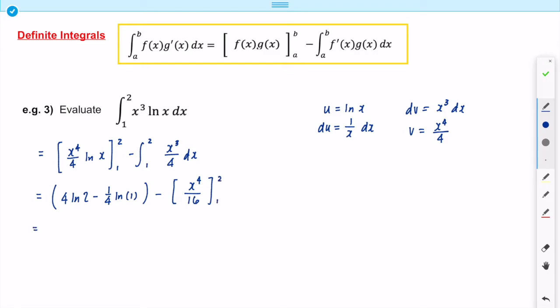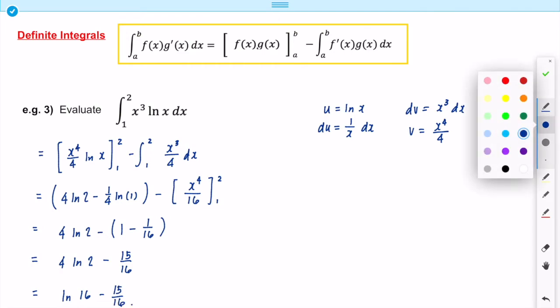So here I have 4 ln 2 minus 16 over 16 is 1 minus 1 over 16, which gives me 4 ln 2 minus 16 minus 1 is 15 over 16. If you so prefer, you can also write this as ln 16 minus 15 over 16. Okay? But either way is fine. Like leaving it in this form or that form is fine. Good.